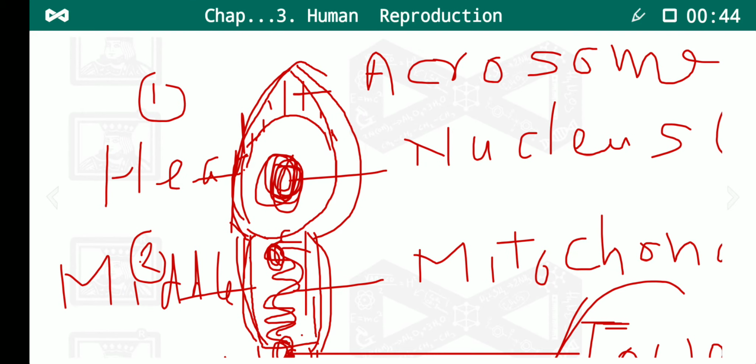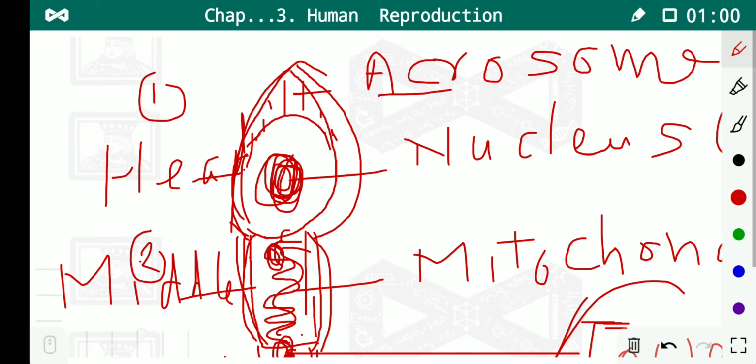Now come to the head region. This head region is a triangular structure. The proximal part is pointed, and this pointed part is called the acrosome. It is made by the Golgi body. This pointed part of the sperm helps it to enter the ovum.